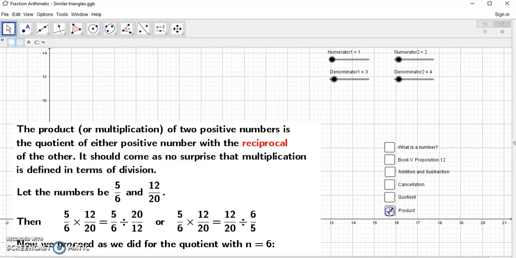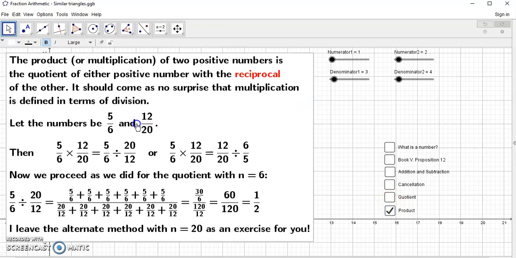And so because the product is defined in terms of multiplication, we use the same procedure, except that we flip the previous two. Because what is multiplication or a product? It's just the quotient with either positive number, measuring the quotient with either positive numbers using the reciprocal of the other. So it should come as no surprise then that we use division to define multiplication, because division comes before multiplication.